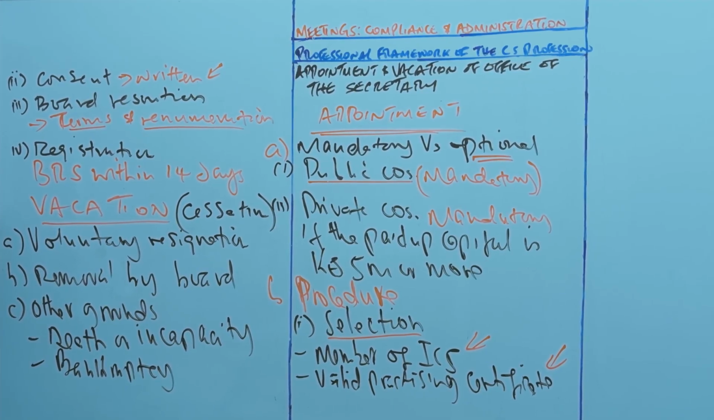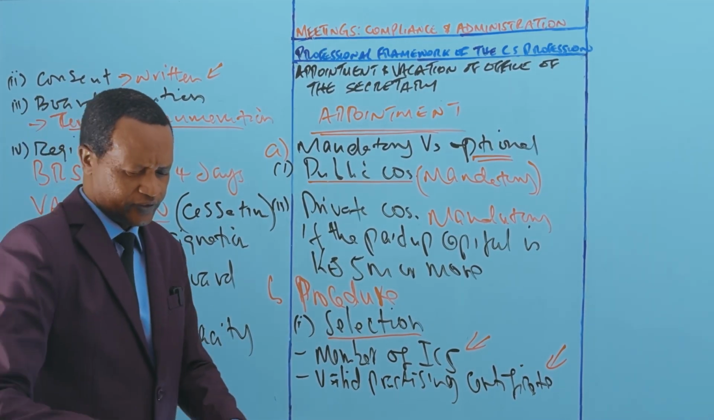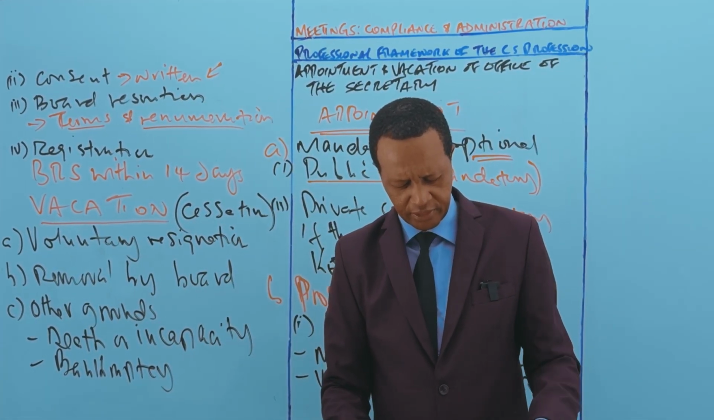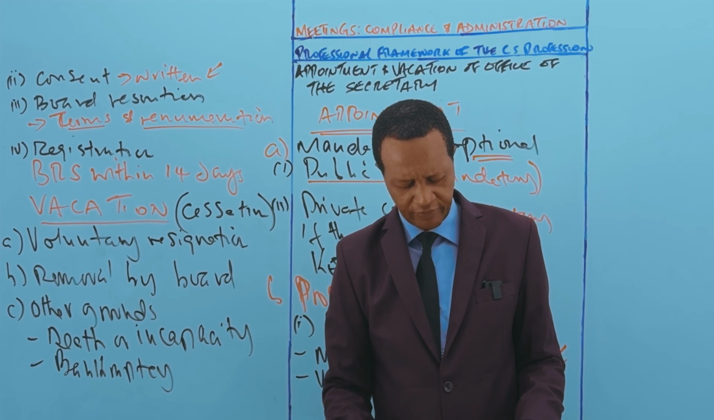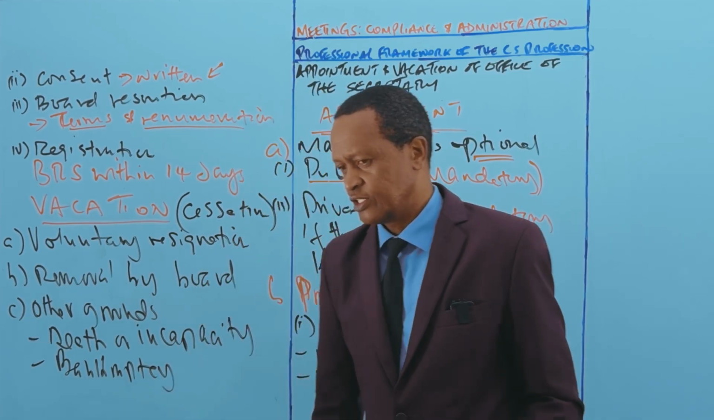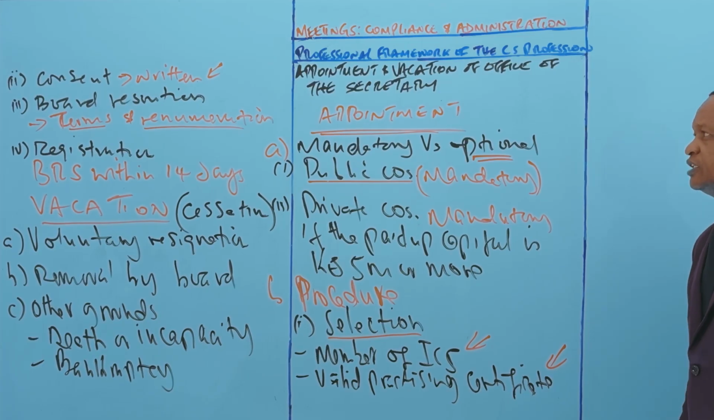Understand? Yes. That is how to deal with vacation or cessation of office of the secretary. Understand? And that is what we are required to cover in our today's lesson. This is topic number 2, subtopic 7, appointment and vacation of office of the secretary. Two things: appointment, we've seen how the company secretary is appointed.